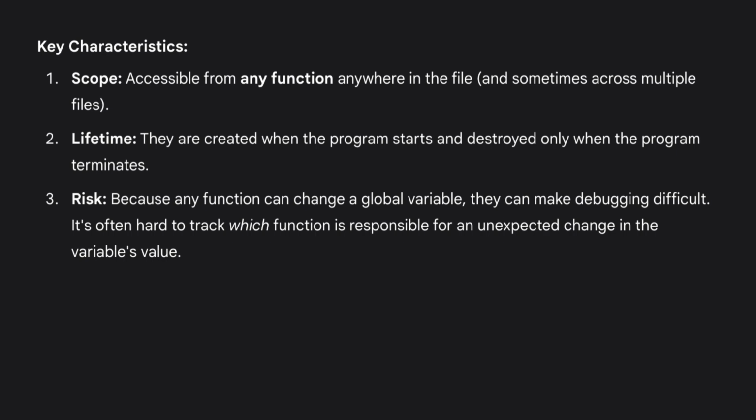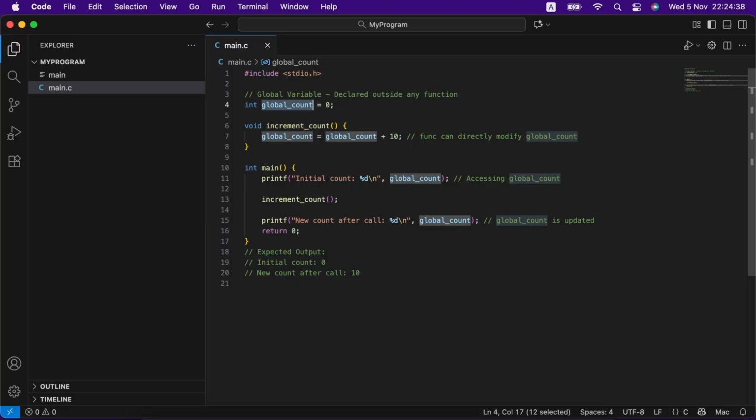Risk: because any function can change a global variable, they can make debugging difficult. It's often hard to track which function is responsible for an unexpected change in the variable's value. Example.